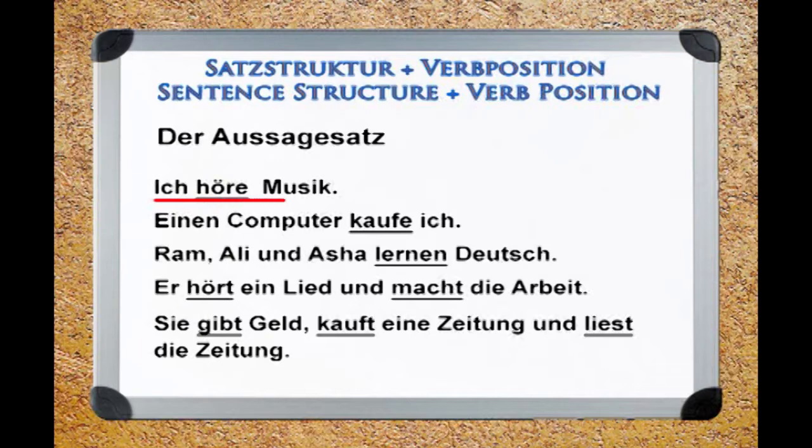Ich höre Musik. Einen Computer kaufe ich. Ram, Ali und Asha lernen Deutsch. Er hört ein Lied und macht die Arbeit. Sie gibt Geld, kauft eine Zeitung und liest die Zeitung. As you can see, I have marked here all the verbs with a black pen.